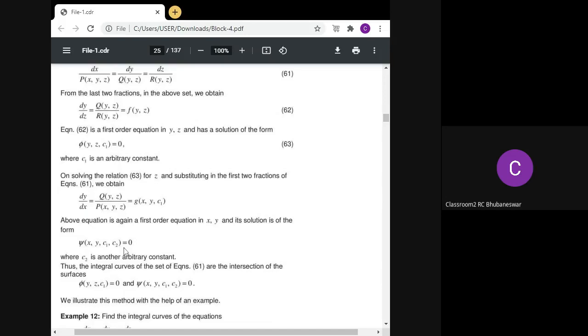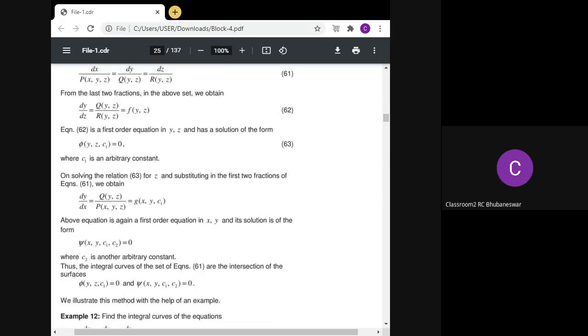So in this way, this is the general approach to solve a system of differential equations if one variable is absent. It may be x, or it may be y, or it may be z.